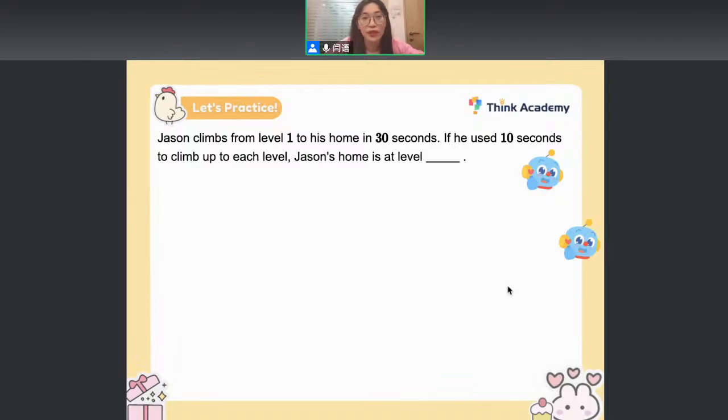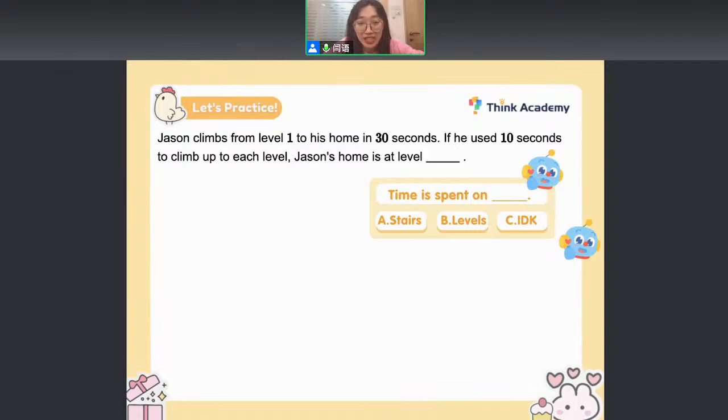Okay. So here, everyone, for the first thing, you must be clear about where do we spend the time. The time is spent on climbing stairs, right? So here you need to be very clear about this part first. And then let's have a look. How can we figure out the number of staircases climbed?